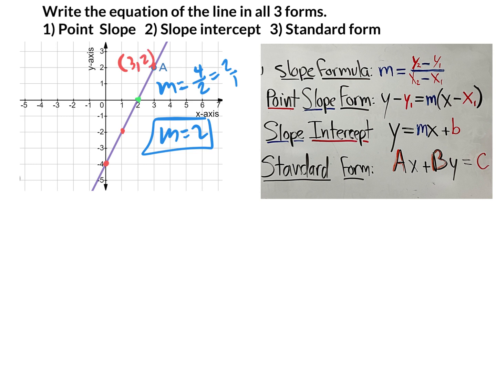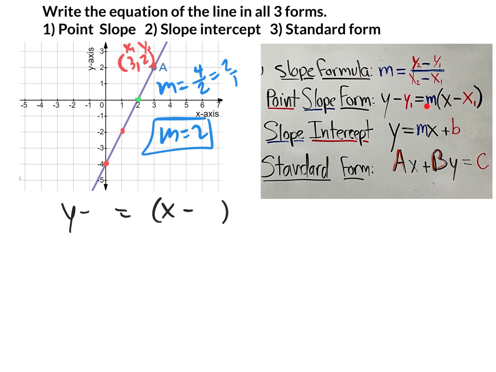So if you're using that point, you would use that as x1, y1. And of course, we're going to be plugging in the x1 right there in the point slope form and the y1 right there and the slope of 2 that we just found by counting rise over 1 right there. So in point slope form, we would have y minus y1 equals m parentheses x minus x1.